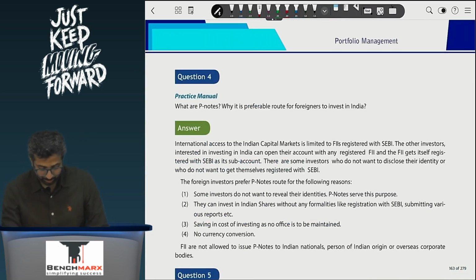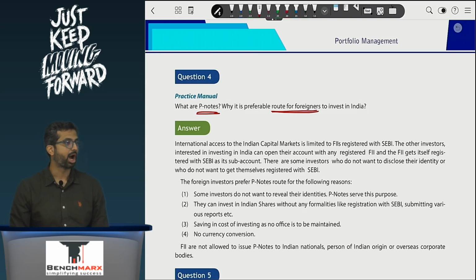Okay, what are P notes? Very interesting. And why is it a preferable route for foreigners to invest in India? P notes, also called participatory notes or sometimes called promissory notes, are very important. Again, if you have heard this you will be able to solve it, otherwise it's very difficult that way. What is a P note? An FII wants to invest in India. Can a foreigner invest in India directly? No. They will have to get registered with SEBI, etc.